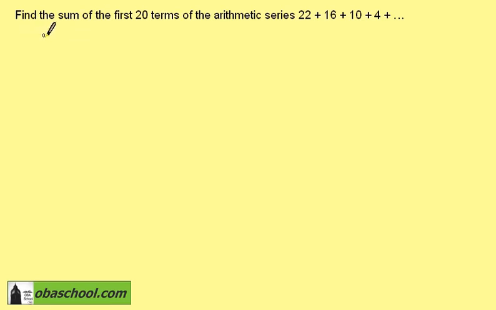We want to find the sum of the first 20 terms of the arithmetic series 22 add 16 and so on. We can identify here that the first term is 22 and the sequence is produced by reducing by 6 each time, so d is minus 6. We want 20 terms, so therefore n is 20.